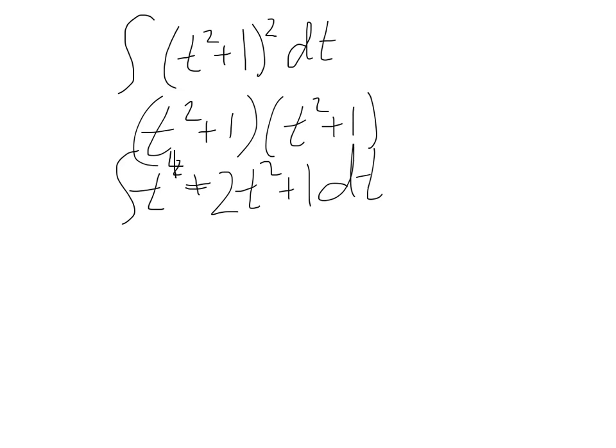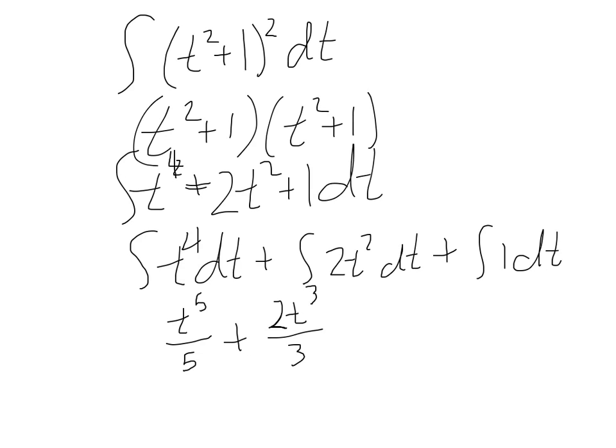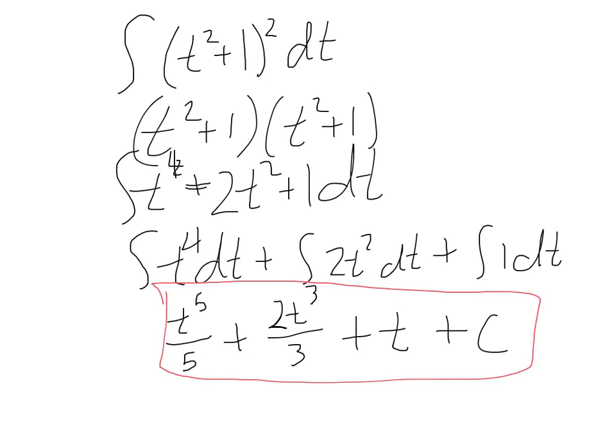The nice thing is, when there are this many terms, you can always just integrate each one separately: the integral of t to the 4th dt plus the integral of 2t squared dt plus the integral of 1 dt. Then do each one separately, so this would be t to the 5th over 5 plus 2t to the 3rd over 3 plus t, and then plus c. I'm sure we could figure out some way to combine this, but this here is answer enough.